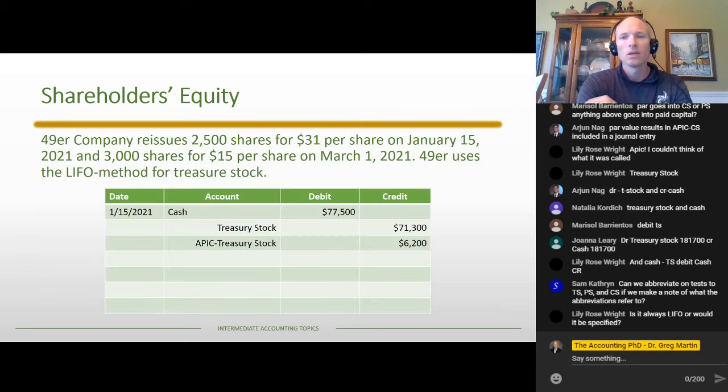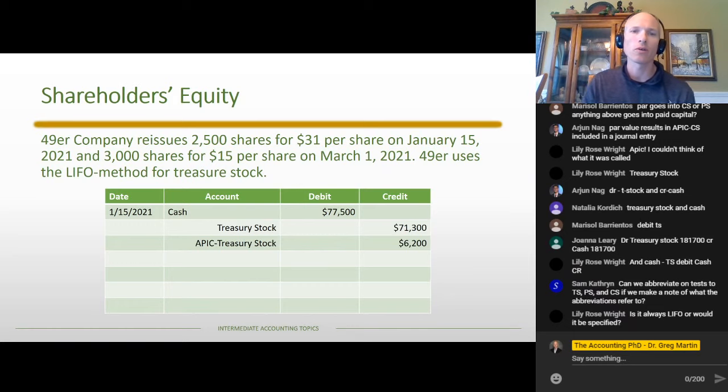And so we kind of do that entry then. We have our cash that we received, which was $31 times 2,500 shares. So we received $77,500, and that's going to be a debit. And then the treasury stock credit we just calculated, $71,300, and the difference goes into our additional paid-in capital, treasury stock account. And so again, this is more as a refresher than anything else.